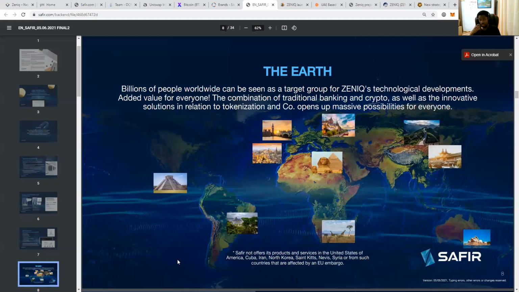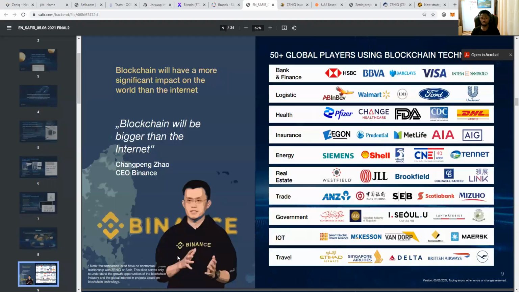And as you can see from this screen, billions of people worldwide can be seen as the target group for Zeniq, because each and every individual, whether conscious or not, participates in the financial market one way or the other. Whether you are aware of it or not, that is why Zeniq has this wide range of client base. And if only you understand the project, you will see a whole lot of prospects with it.